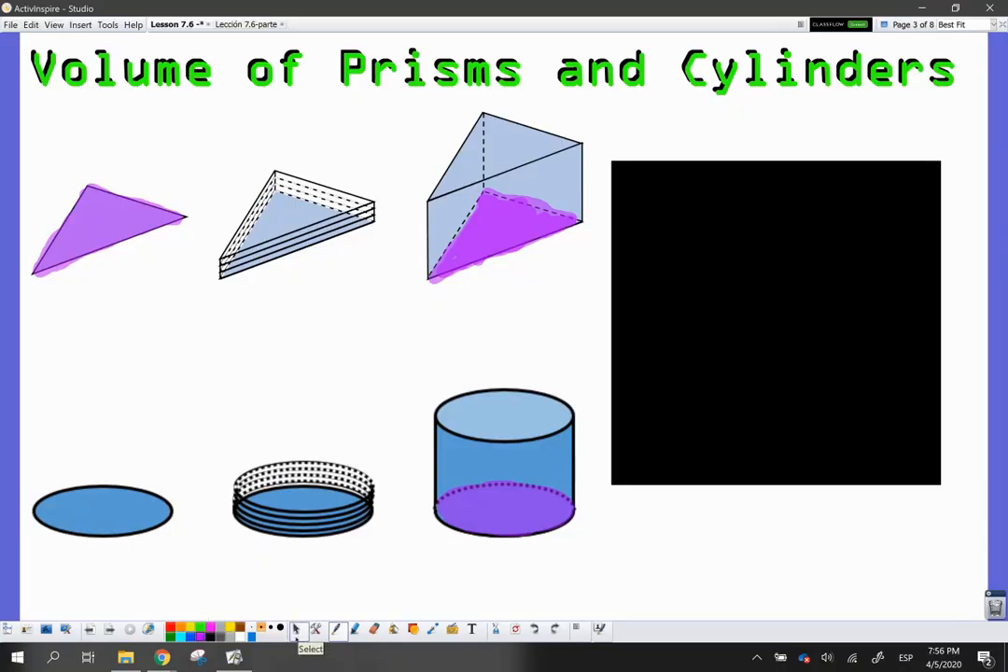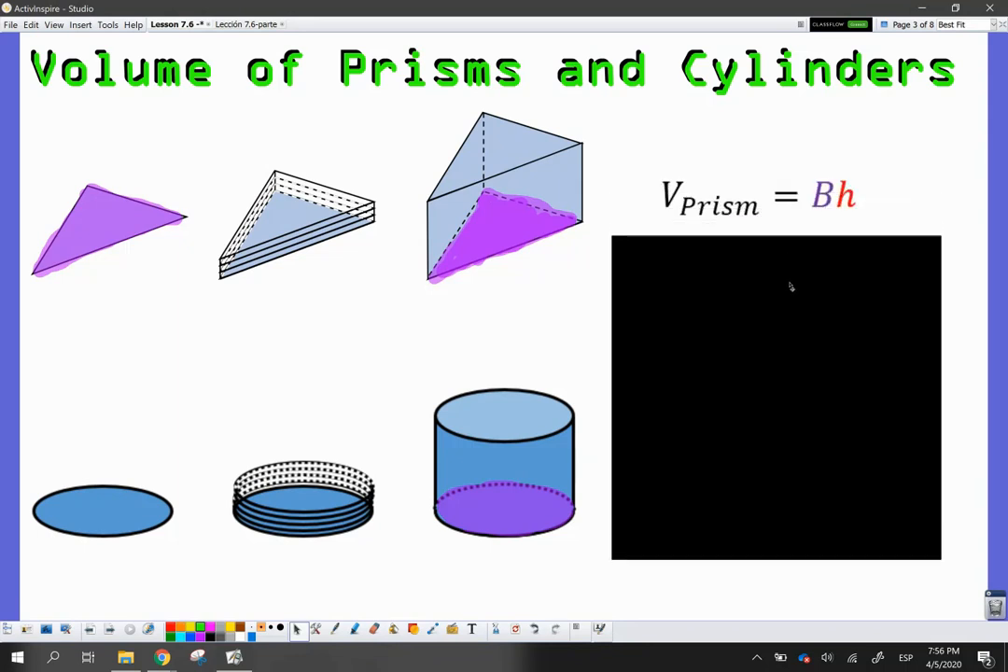Thank you, Mr. Garcia, for that wonderful insight. It's always appreciated. So with that explanation, how can we come up with a formula for volume? Let's take a look.